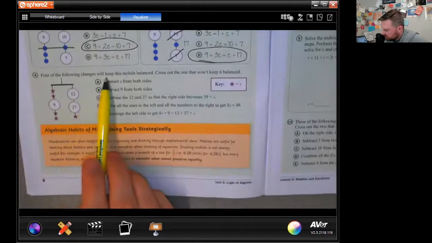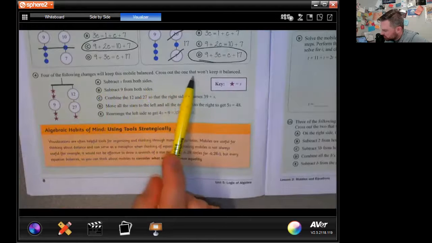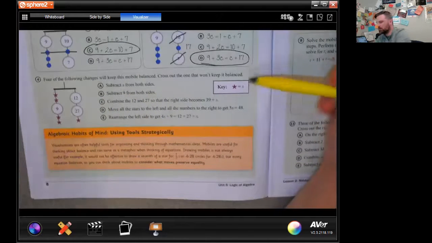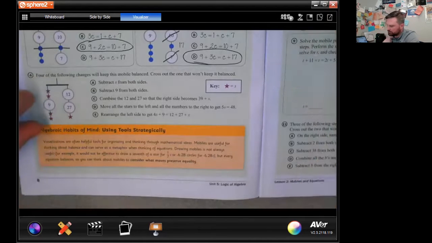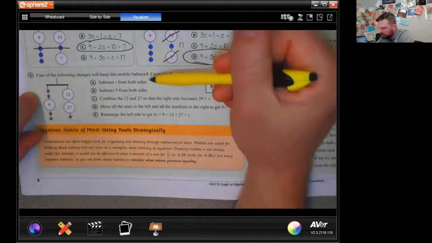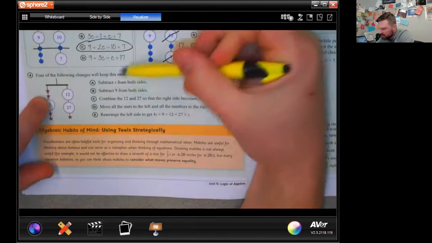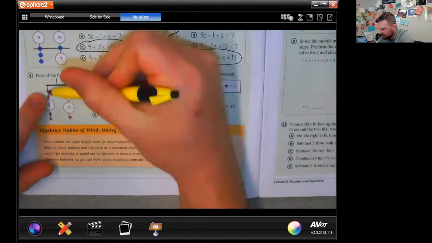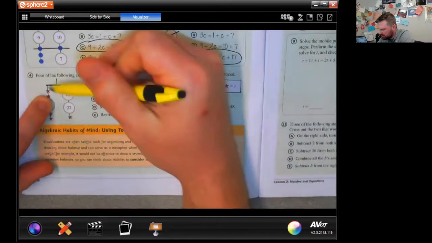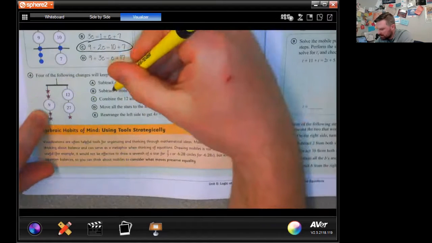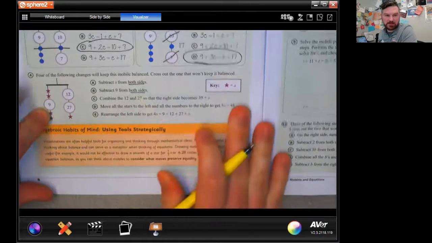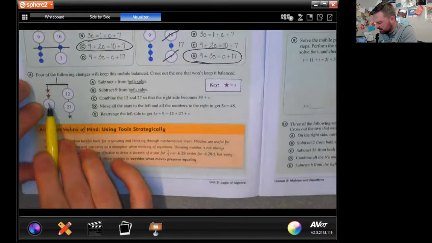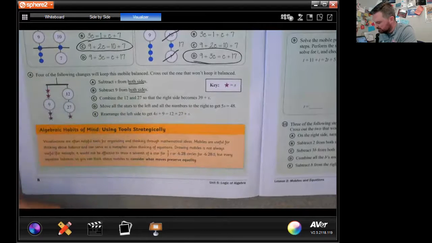Okay, number 4 says 4 of the following changes will keep this mobile balanced. Cross out the one that won't keep it balanced. So we have this mobile that is currently balanced, and one of these will not keep it balanced. So if I subtract an S from both sides, okay, I got a star and a star. If I cancel those out, it still stays balanced. Subtracting 9 from both sides. Here's your key word. If you're doing it from both sides, it's going to stay balanced. So if I subtract 9 here and cancel 9 here, it's going to stay balanced.